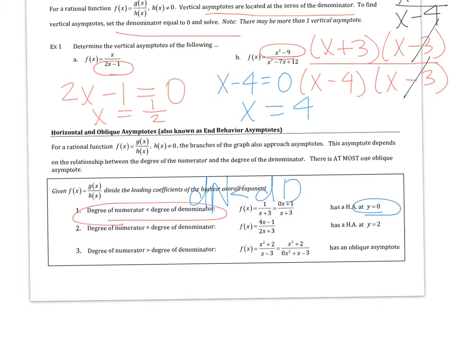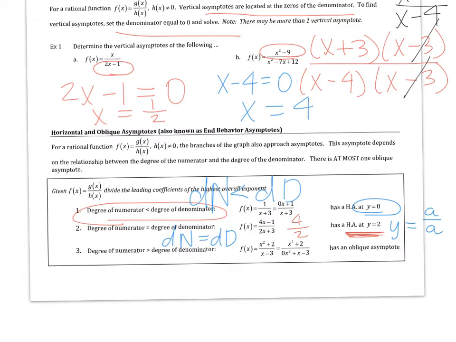If the degree of the numerator is equal to the degree of the denominator, then we're going to have a horizontal asymptote at y equals leading coefficient, or a, divided by leading coefficient, or a. So for this example here, we have f of x equals 4x minus 1 over 2x plus 3. The leading coefficient of the numerator is a 4. The leading coefficient of the denominator is a 2. So 4 divided by 2 gives me a horizontal asymptote at y equals 2.